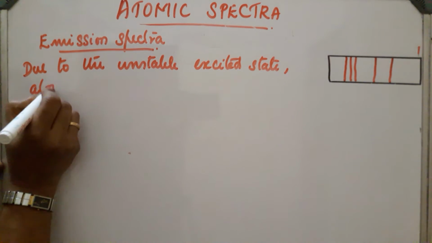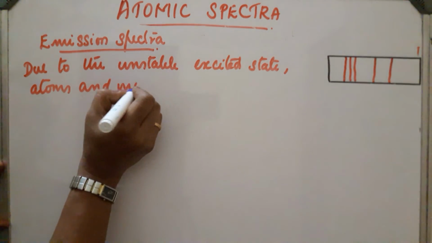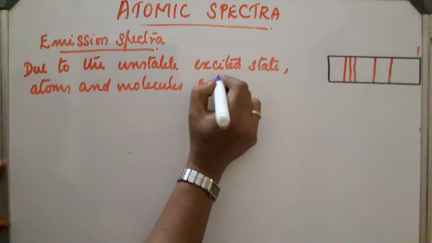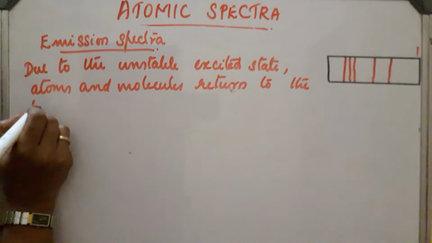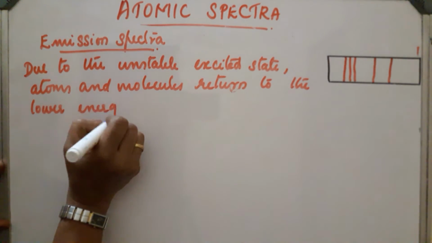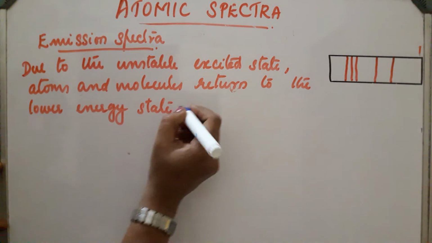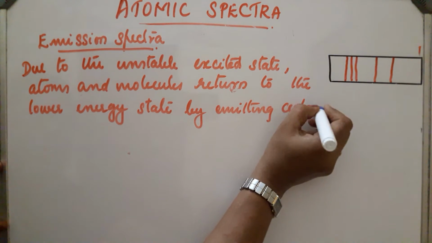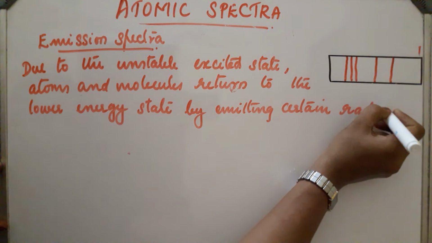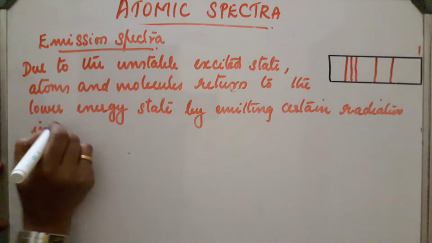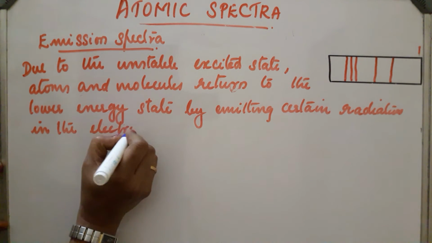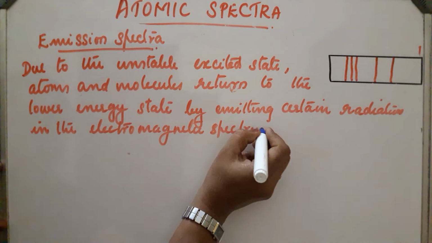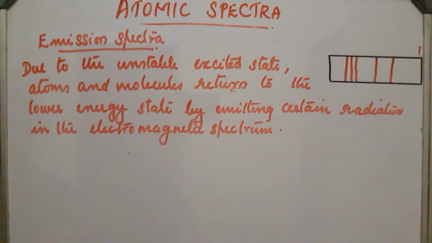the atoms and molecules, or electrons present in atoms and molecules, return to the lower energy state by emitting certain radiations in the electromagnetic spectrum. Okay, and they produce a spectrum like this.